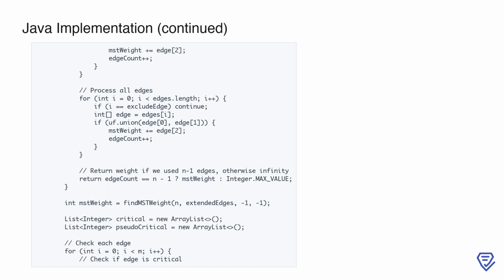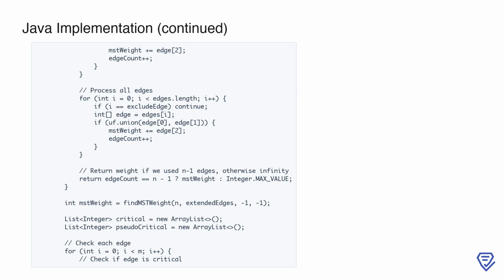When calculating the MST weight in the helper function, we first check if there's a mandatory edge to include, represented by the includeEdge parameter. If an edge is to be included, we add its weight to the MST and increment the count of edges used in the tree. After this, we process all the remaining edges in sorted order, skipping the one specified by the excludeEdge parameter. For each edge, we attempt to union its two nodes using the union find structure. If the union is successful, it means the edge connects two previously separate components, so we add its weight to the MST and increase the edge count.